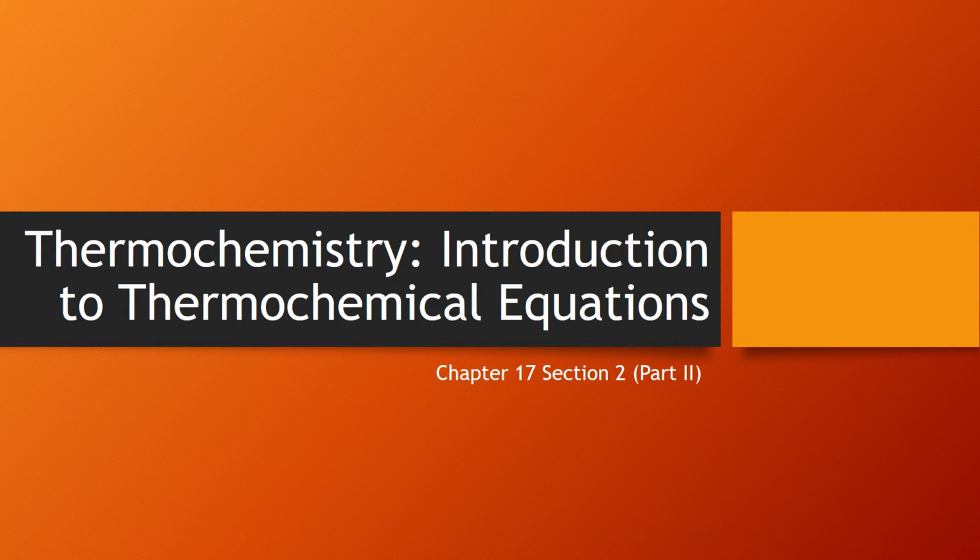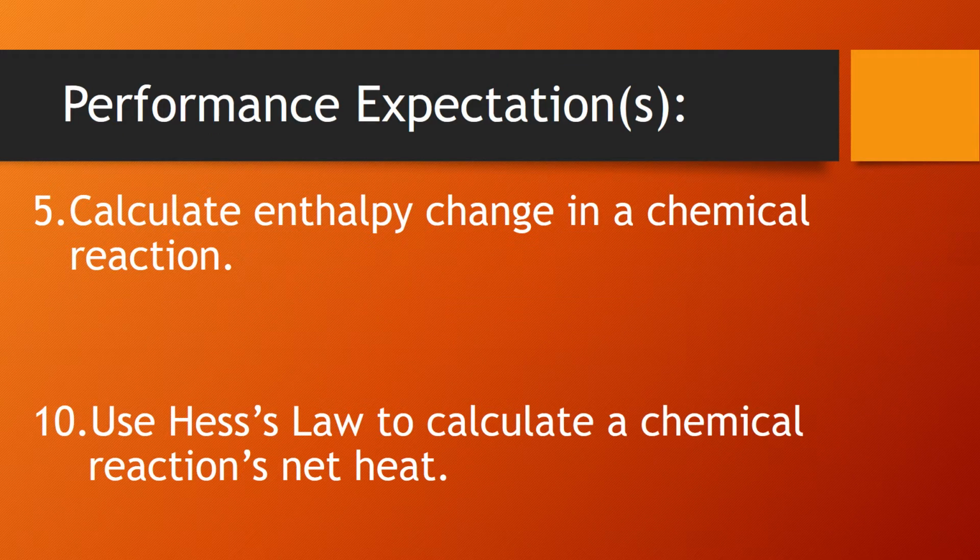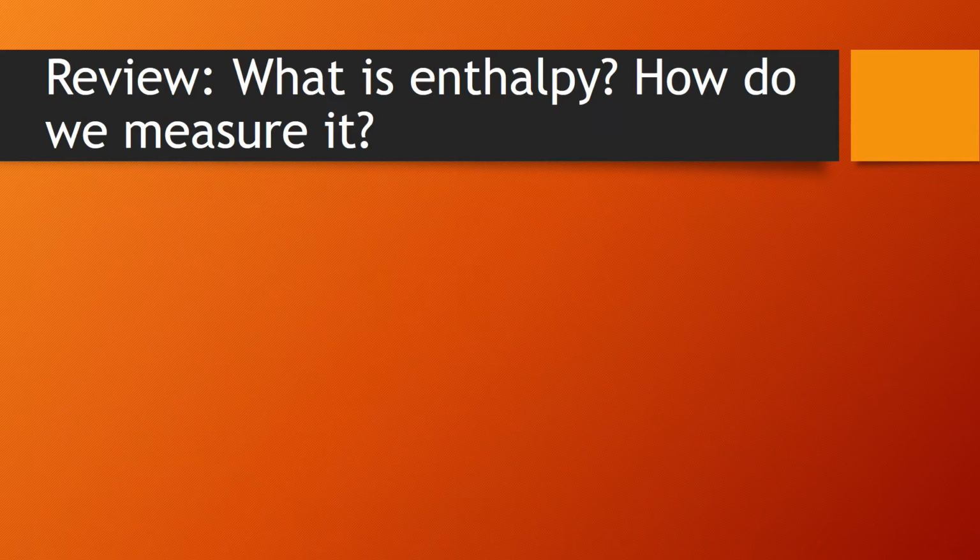We're going to talk about Introduction to Thermochemical Equations today as the second part to Chapter 17, Section 2. At the end of this video, we're going to continue talking about calculating enthalpy change in chemical reactions. We're also going to get a touch into using Hess's law to calculate a chemical reaction's net heat. We're not going to finish it, we're going to briefly touch on it today. So let's go ahead and get started.